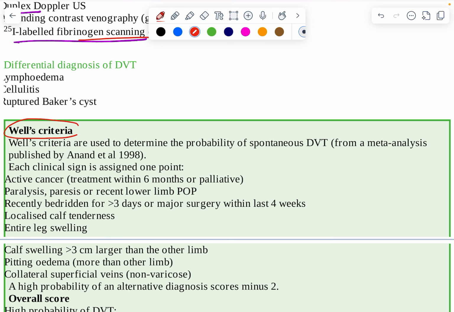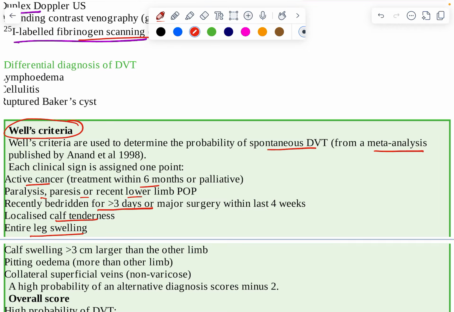Wells criteria. This is again important. The Wells criteria is used to determine the probability of DVT. It is a meta-analysis; each clinical sign is assigned 1 point. Active cancer, with treatment within 6 months, is 1 point. Paralysis, recent DVT, 1 point. Recently bedridden for more than 3 days, 1 point. Major surgery within 4 weeks. Localized calf tenderness, 1 point.